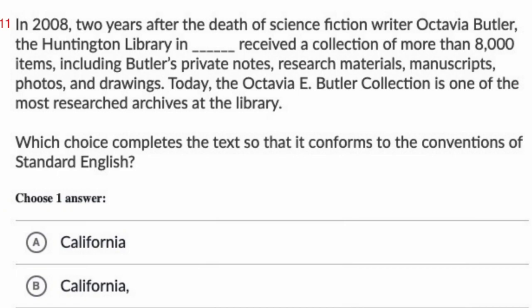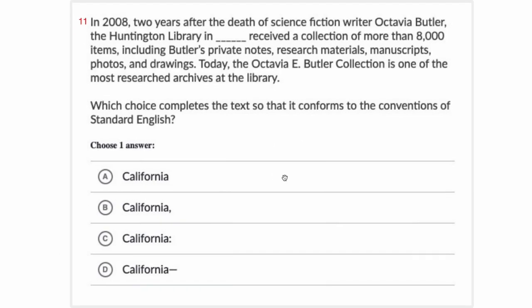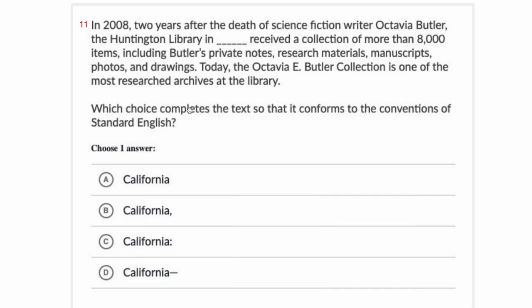I hope it's not annoying that it's that big on the screen. I'll shrink it down. Okay, so in 2008, 2 years after the death of science fiction writer Octavia Butler, the Huntington Library in California received a collection. Okay, so this is different. Here the interruption is something I'm just going to go ahead and cross out because it already is punctuated. And then in 2008, we can cross out because that's just a little introductory prepositional phrase. So the Huntington Library in California received a collection.